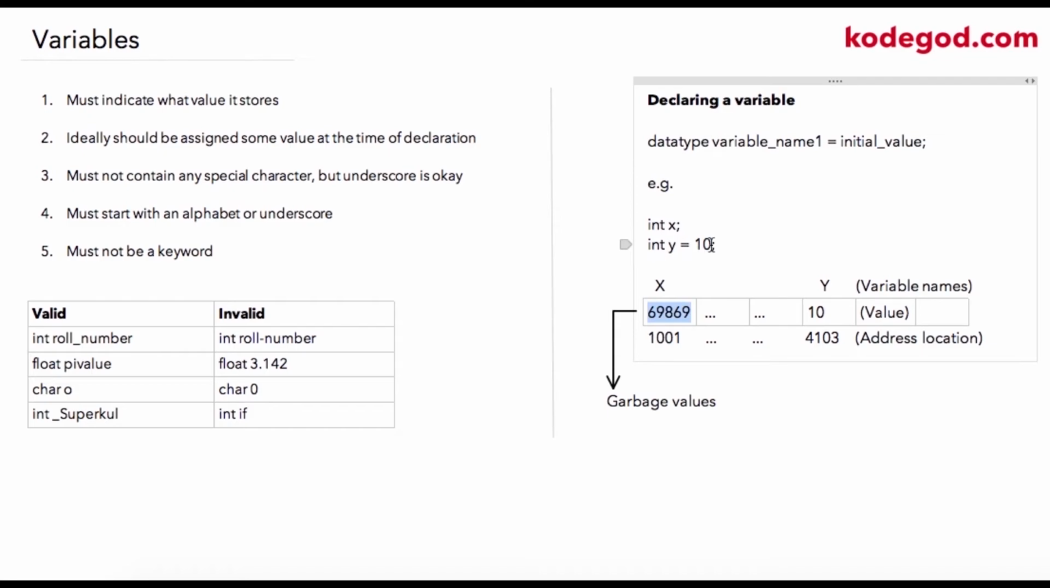However, in case of y, what has happened? We are initializing y to 10. So when the compiler allocates memory to this variable y, it is also overwriting the value with my initializer, which is 10. So in case of x, this random value which was already there, we refer to it as a garbage value.